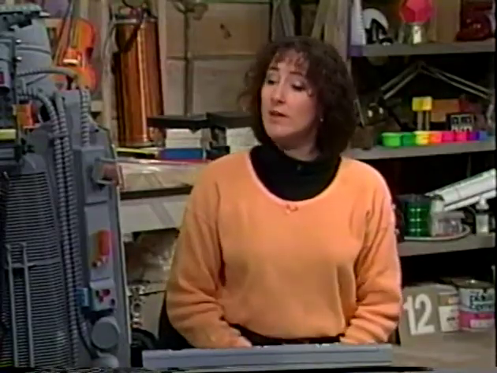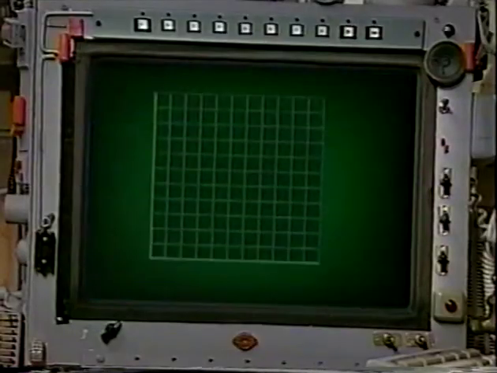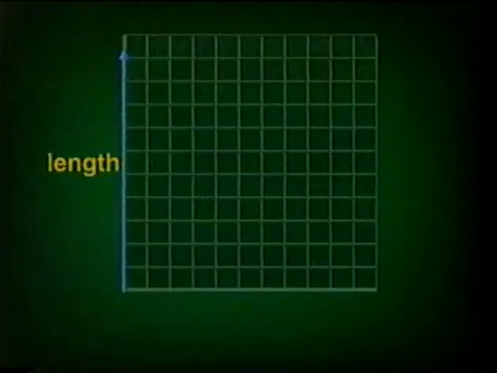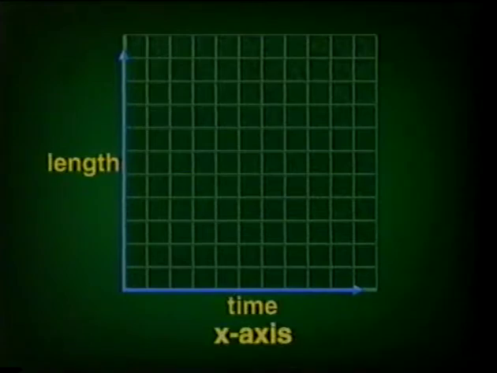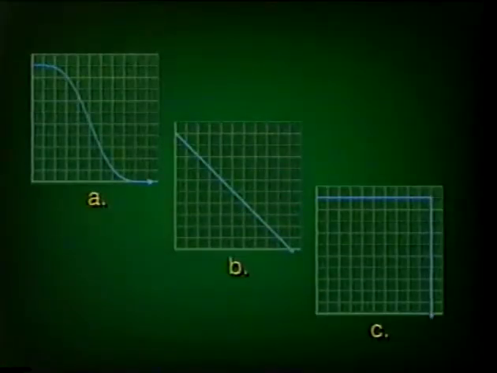Like this. Euclid, graph mode, please. One quantity on the graph could be the length of the candle, and the other could be the time it burns. The horizontal axis is usually referred to as the x-axis, and the vertical is the y-axis. In this particular example, we've chosen to represent time on the x-axis and length on the y-axis, but we could just as easily have done it the other way around. We can learn something about the life of a candle from the line that is drawn on the graph. For example, which of these three do you think best represents a burning candle?